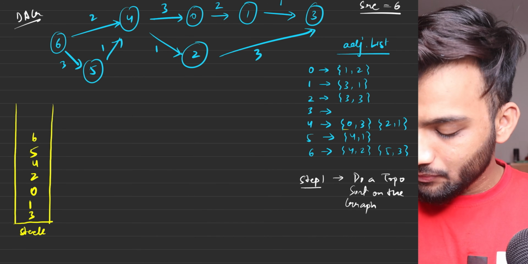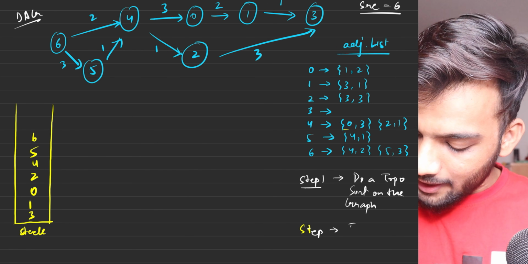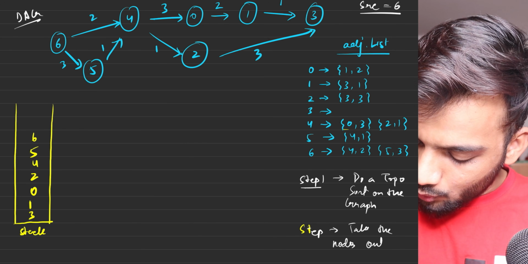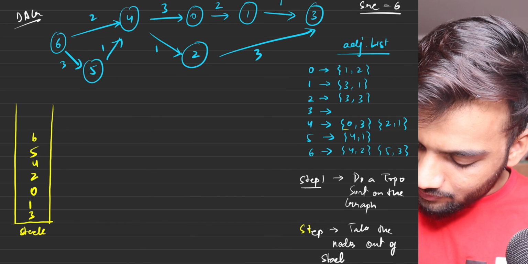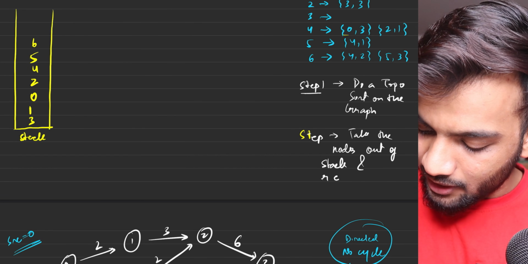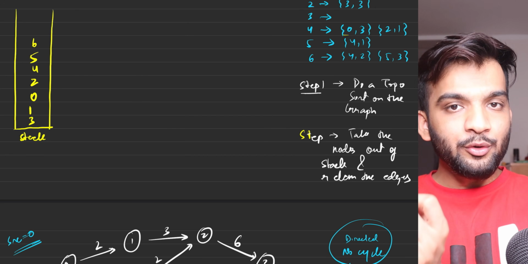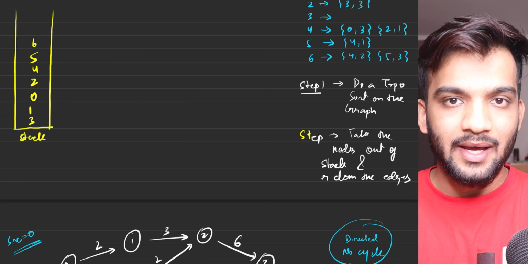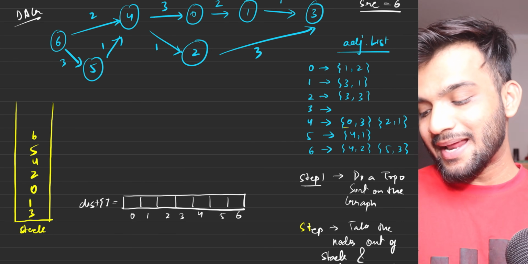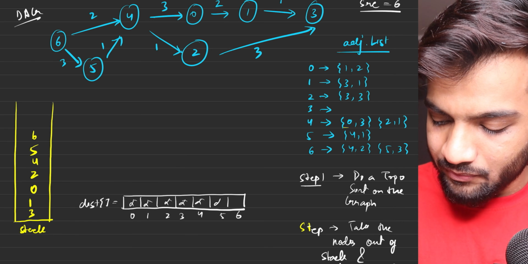Now what is step 2? Step 2 is very, very simple. You take the nodes out of the stack one by one and relax the edges. You'll hear this term a lot going forward: relax the edges. This is step 2. In order to relax the edges, we need to declare a distance array, and that should be marked with infinity. Let's do it. The distance array has been declared, and initially just make sure everything is marked as infinity.